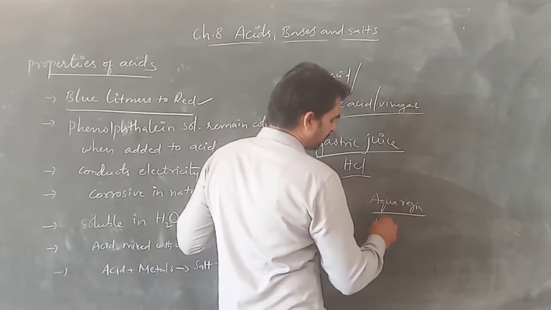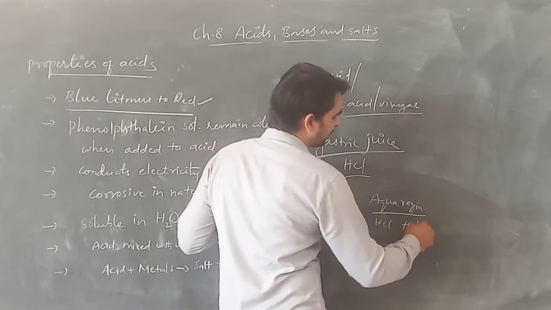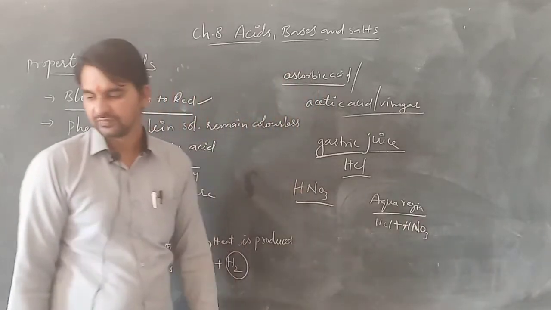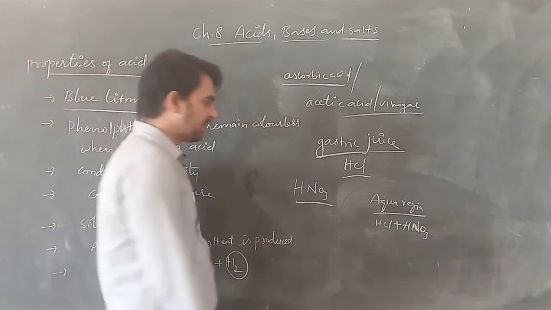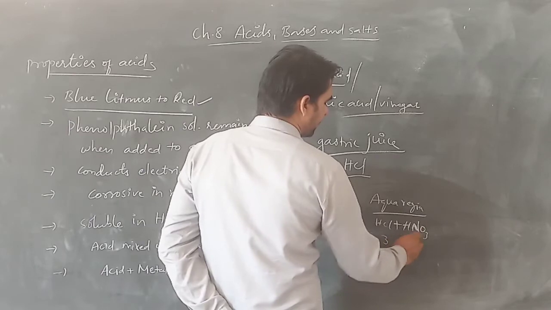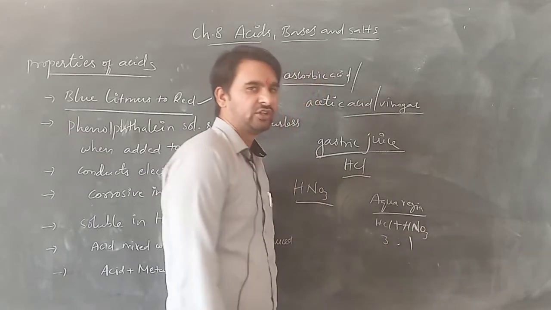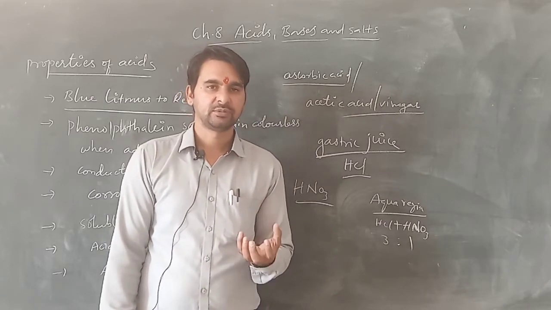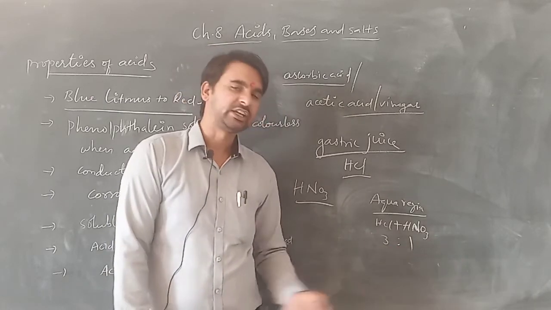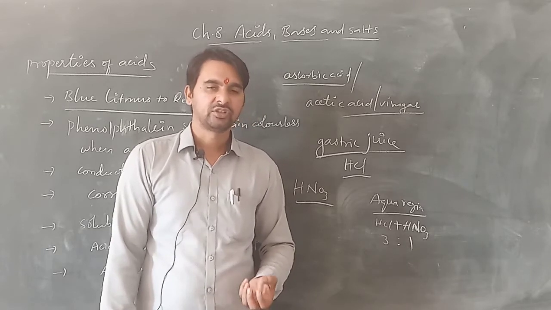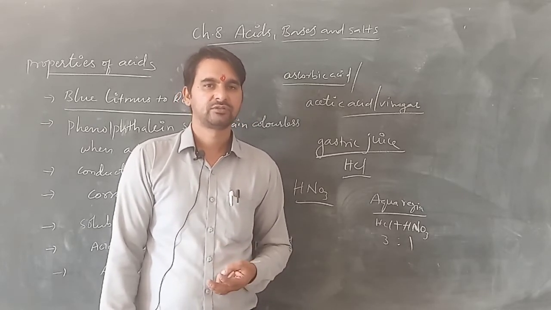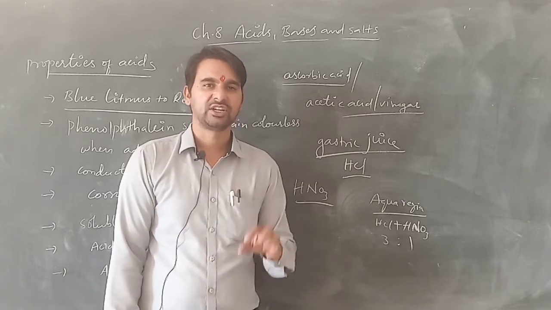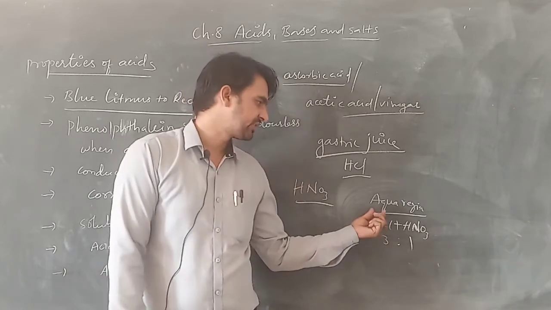Other than that, one important use, royal water or aqua regia. It is a mixture of hydrochloric acid and nitric acid. Here we have 3 parts of hydrochloric acid and 1 part of nitric acid. Suppose we are making 30 ml of HCl and 10 ml of nitric acid. In this way, 3 parts of HCl and 1 part of nitric acid, so 75 ml of HCl and 25 ml of nitric acid, so 100 ml of solution prepared is known as aqua regia.